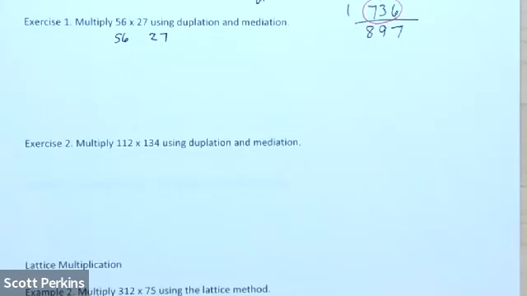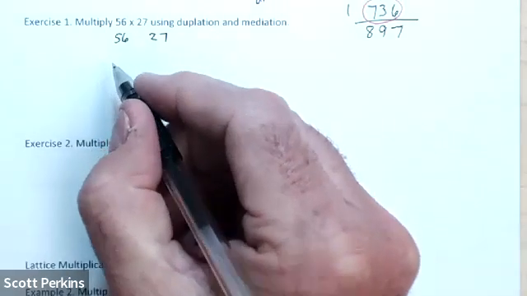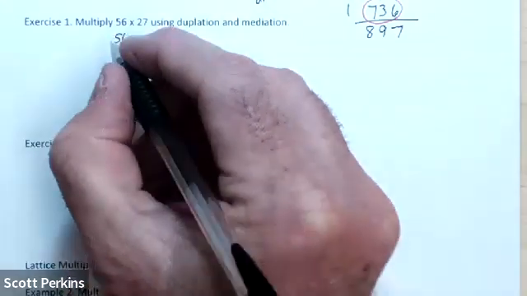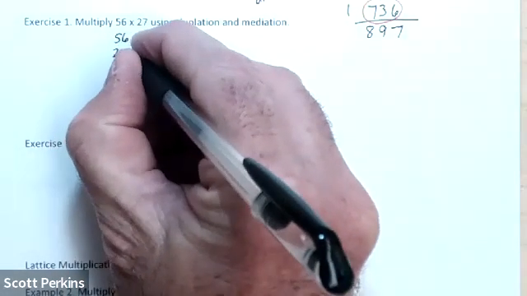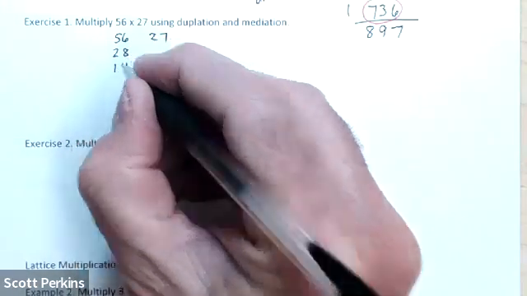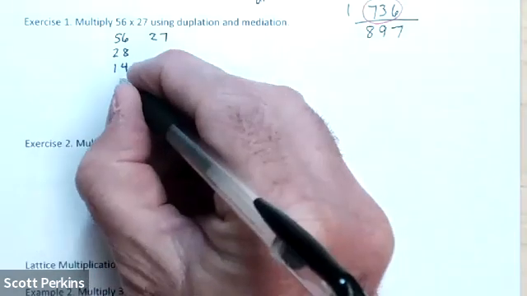All right, let me start my busy work. If you're working, keep working. We'll compare notes at the end. So my duplation column, starting with the 56, I'm going to successively divide that by 2. So 56 divided by 2 turns out to be 28. 28 divided by 2 turns out to be 14. 14 divided by 2 is 7.